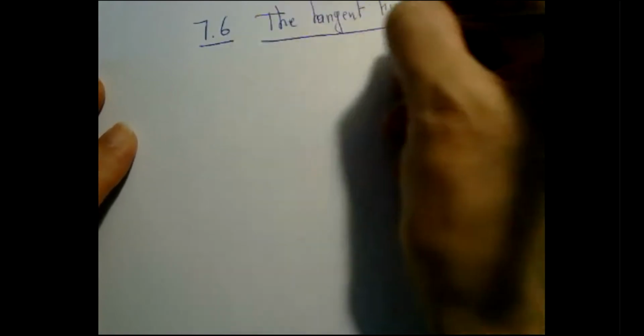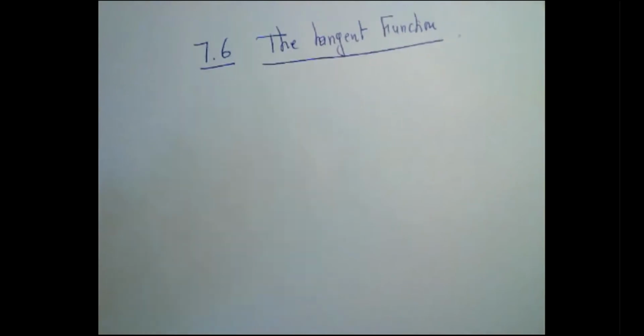So now we're moving to section 7.6, the tangent function. That's another trigonometric function, and it has its own section because sine, cosine, and tangent are the most important ones, even though we're going to learn all the others. All right, so the tangent function. What is the tangent function? So far we talked about the sine, we talked about the cosine.